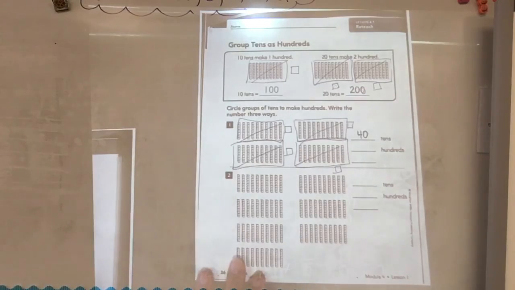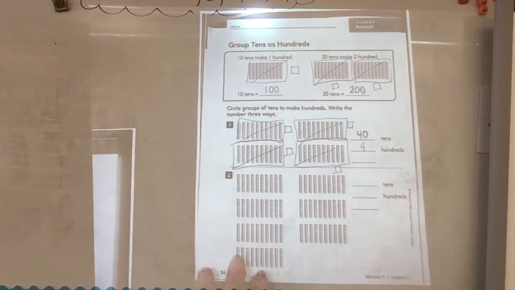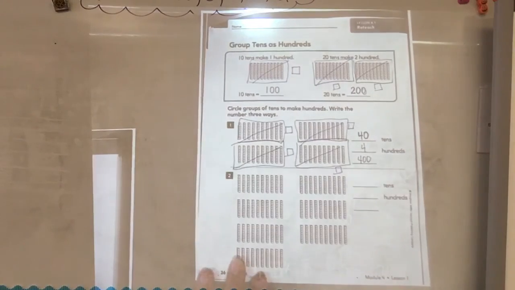Then it wants to know how many hundreds did I make. Well, with all 40 tens, I made 1, 2, 3, 4. 4 hundreds. Okay, and then down here it wants the total number. How many blocks are there? There are 400 individual tiny little blocks.